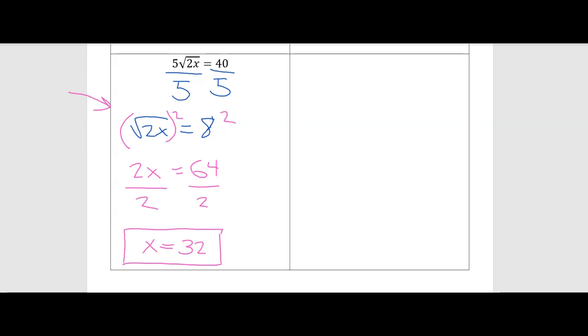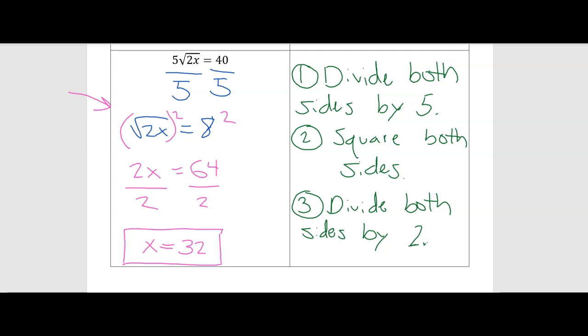So you're not going to see a ton of complicated equations with radicals in them in geometry, but you do need to know what the inverse operation of square rooting something is. In this case, or in all cases rather, it's squaring the square root. Okay, let's put down our steps. Step number 1 was to divide both sides by 5 to isolate the radical. Then we squared both sides to undo the radical or the square root symbol. And then we divided both sides by 2. Okay, that is the end of this section.